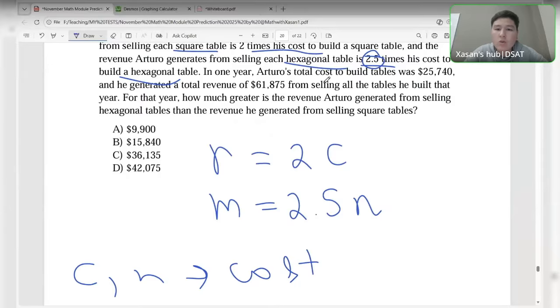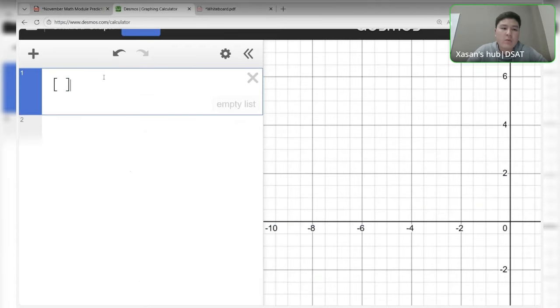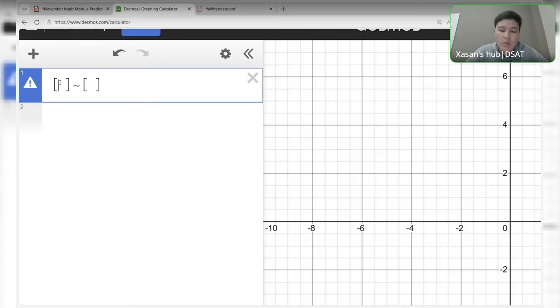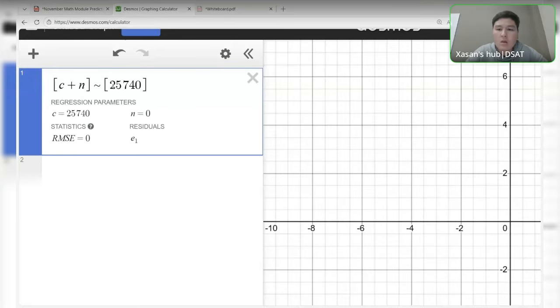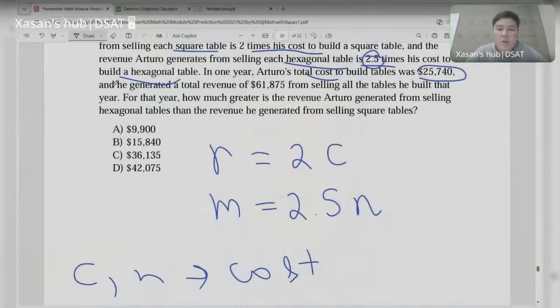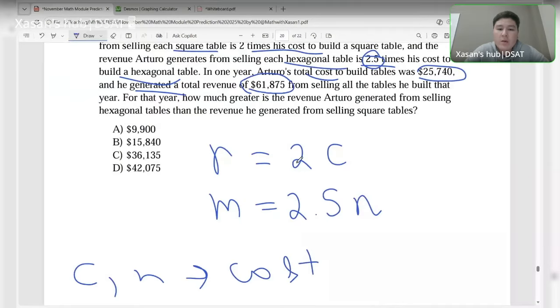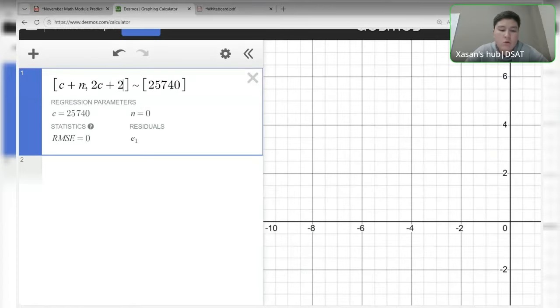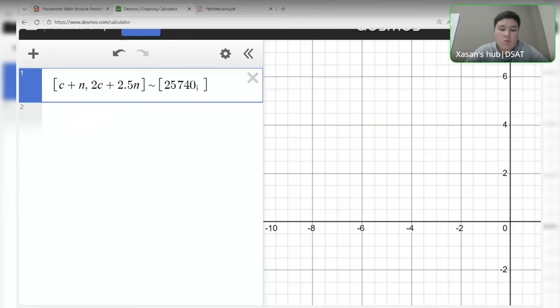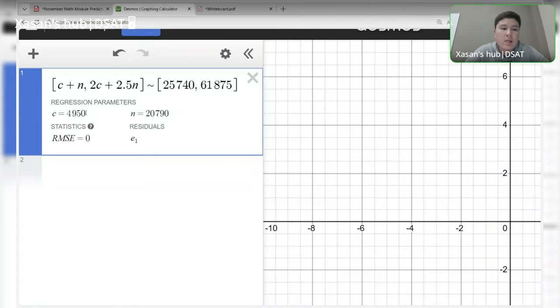The question is saying in 1 year Arturo's total cost to build the table was 25,740. So guys, I'm directly writing the decimals by using the square brackets here. The total cost, which means C plus N, now equals $25,740, right? And he generated a total revenue of 61,875. Here I'm going to write the revenue is 2C plus 2.5N, right? So I'm going to write it down like 2C plus 2.5N, which is now equal to 61,875. That's all. And this is, guys, only the cost.